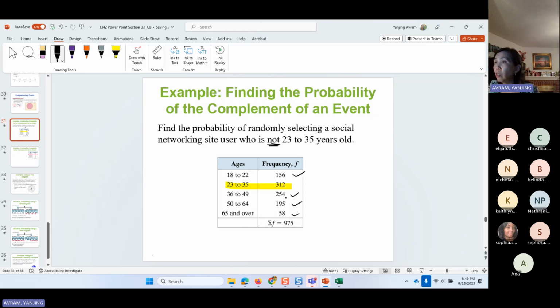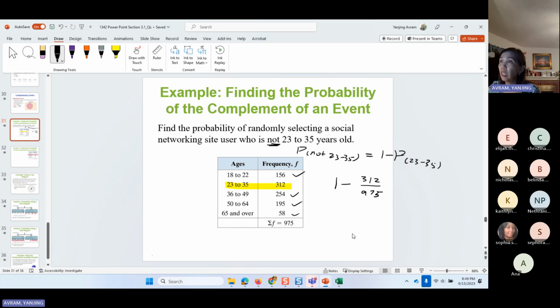So you can go add all these four of them together, or if we already calculated the probability of 23 to 35 earlier, I can just use 1 minus 3.1 over 9.75. So using the probability of not 23 to 35, I can use the total probability minus the probability of 23 to 35. That's called a complement. For this one, not 23 to 35, I can just use the total minus 23 to 35, and I will get the rest of them.